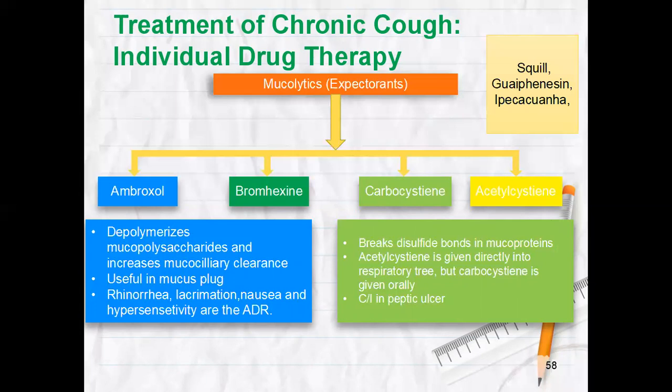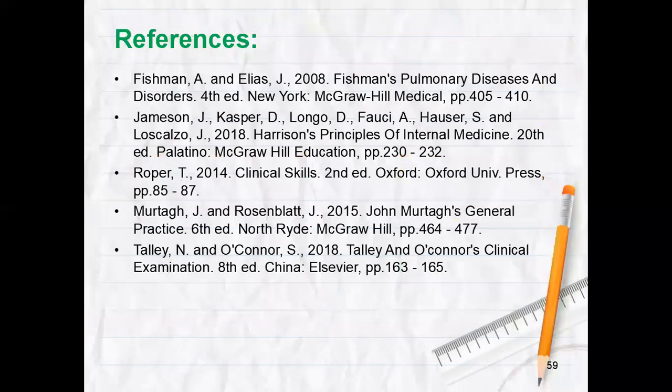Now, I have here mentioned some other drugs such as squill, guaifenesin, and ipecacuanha. These are expectorants, that is, they help to take out the sputum by increasing the cough, and they are not used nowadays because of their toxic potential. So it is not worth mentioning in this video.